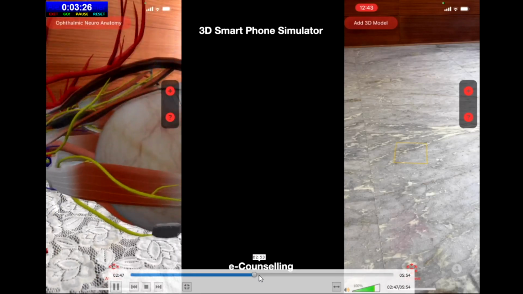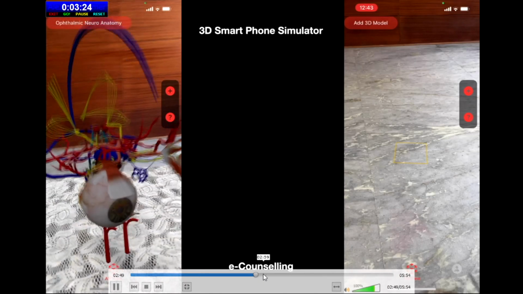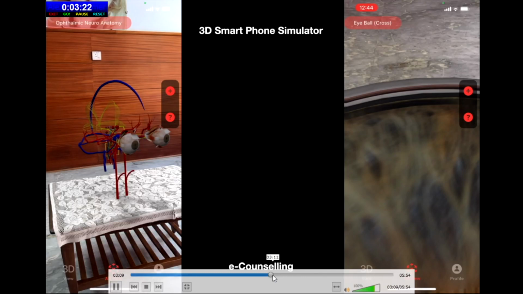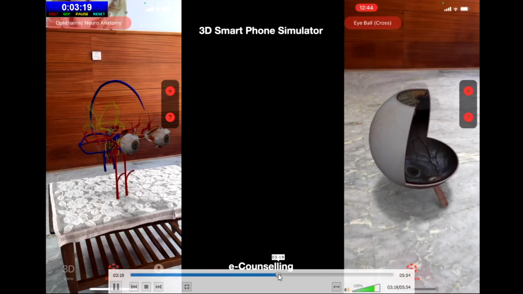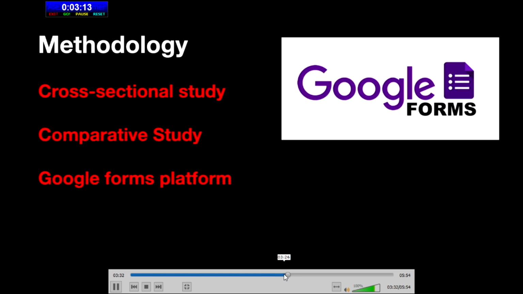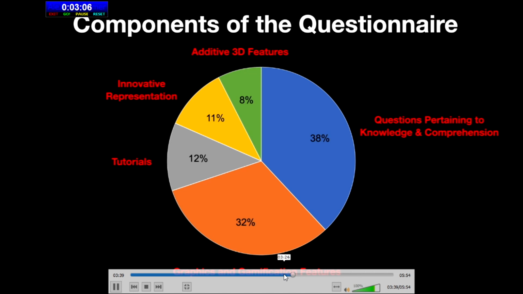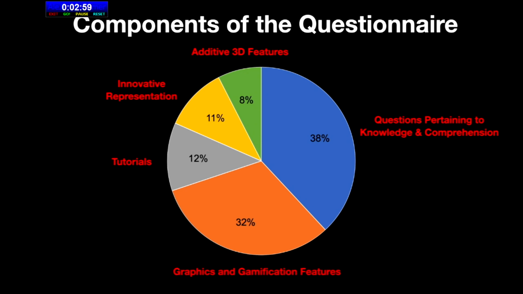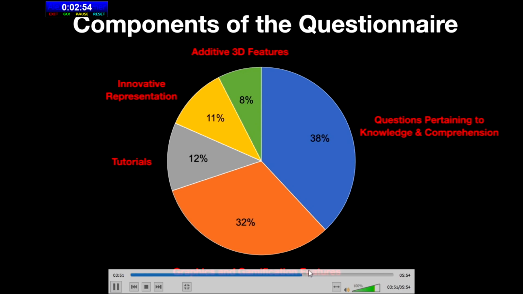And on the right-hand side of the video, you can see that there were many counseling tools made available as well. The purpose: we did validate this app to see the level of the classes. It was a cross-sectional, comparative study on a Google platform, and predominantly we had neophyte users who were the downloads. So we approached them, and the components of the questionnaire pertained to knowledge, comprehension, and additive scientific 3D features that they felt were very important, and we did have some tutorials as well.